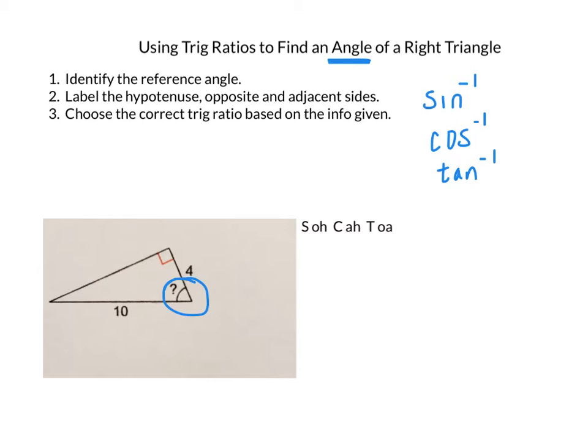Step 2 says to label the hypotenuse, opposite, and adjacent sides. I've actually made a video on how to do that, and here's how we do it. We find the right angle and go straight across. That is where our hypotenuse is. We find the reference angle and go straight across. That is where our opposite side is. And the remaining side that we haven't labeled is our adjacent side. It's next to that angle.